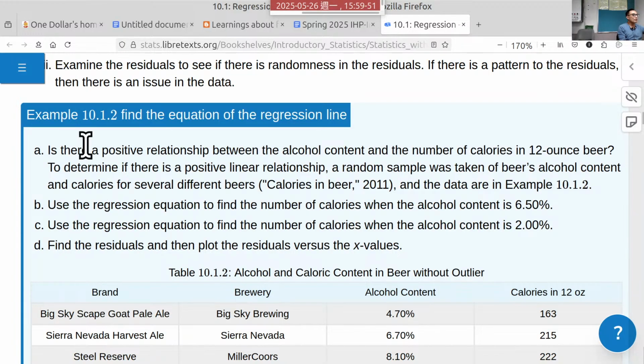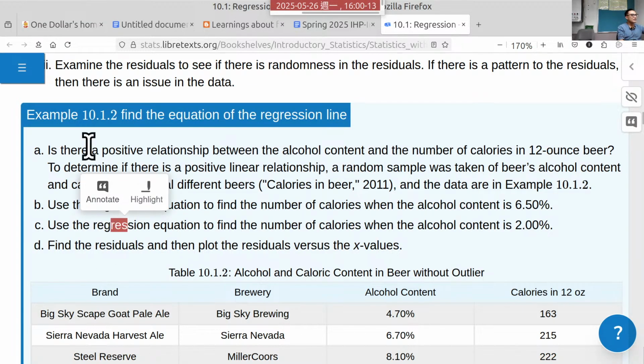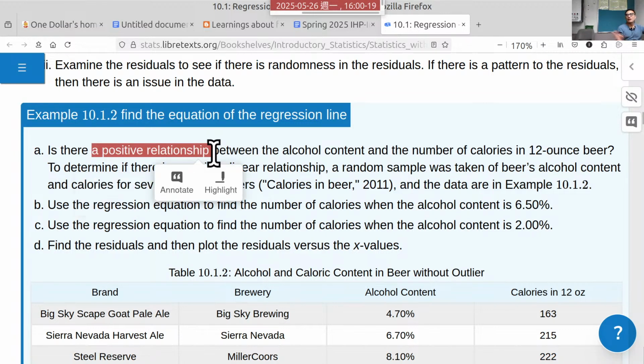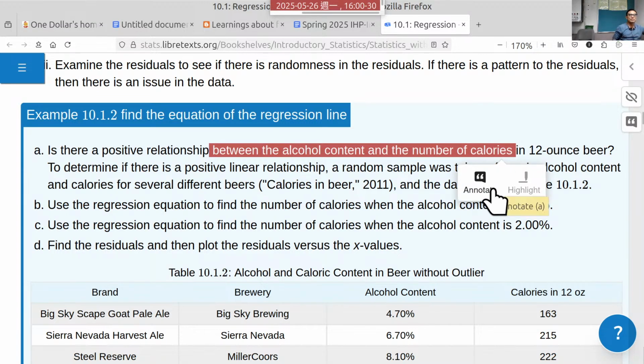And example 10.1.2, find the equation of the regression line. As long as you know how to click in Google Office, after you become familiar with operating the software, you can get the answer in a few minutes. Believe me. Okay. Example 10.1.2. A. Is there a positive relationship, sorry, I will postpone the break time, between the alcohol content and the number of calories in a 12-ounce beer?